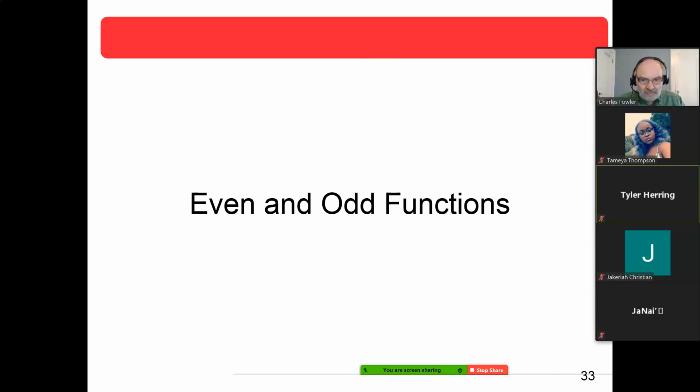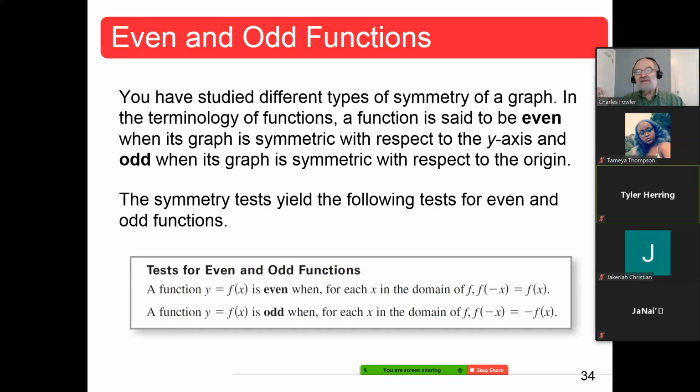Now, what in the world do we mean by this? Okay, I think they're going to tell us. Would you not guess? Okay. You've studied different types of symmetry of a graph, perhaps sometime in your past. In the terminology of functions, a function is said to be even when its graph is symmetric about the y-axis, okay? And it's odd when it's symmetric about the origin. That would be an odd function. The symmetry tests yield the following tests for even and odd functions.